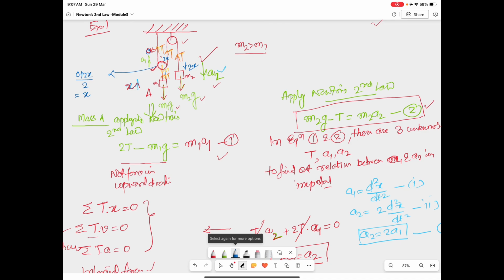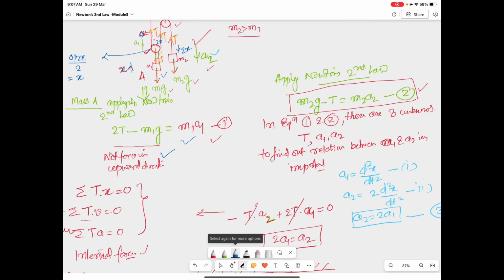So now I will come to this equation. Here the total force 2T is acting in the upward direction. m1g is acting in the downward direction. So the net force in the upward direction will be 2T minus m1g, which is nothing but m1 into a1, which is Newton's second law. So there are two equations which are established. I think you must have all understood by now that if mass m1 is moving up by a distance x, m2 will come down by a distance 2x by the moving pulley concept.